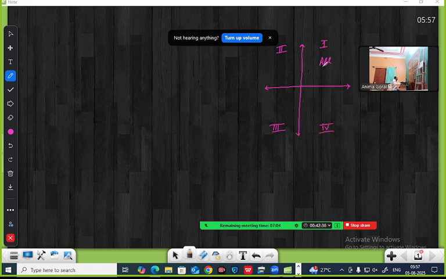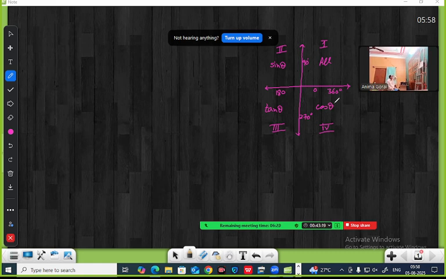In trigonometry, from 0 to 90 degrees, all the values will be positive. From 90 to 180 degrees, the value of sin theta is positive. From 180 to 270 degrees, tan theta is positive. And from 270 to 360 degrees, the value of cos theta will be positive and the others will be negative.